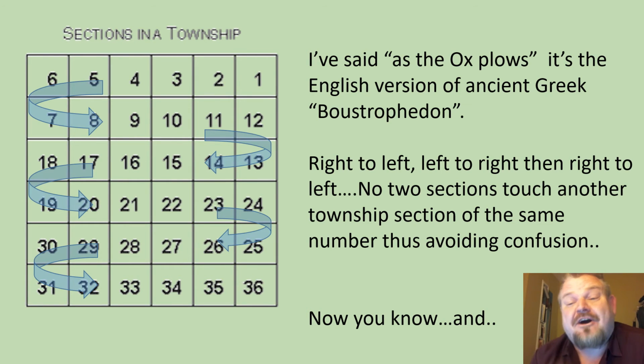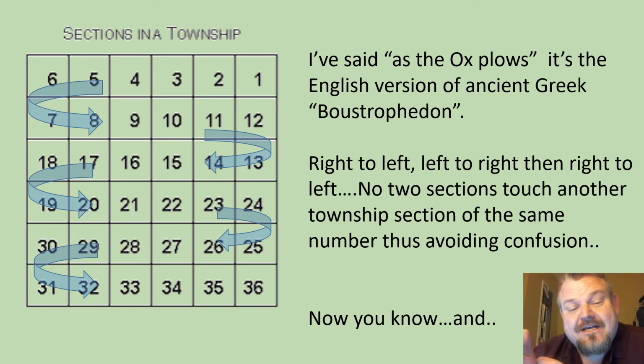I've said "as the ox plows" a lot in this little seminar. Now, "as the ox plows" is the English version of an ancient Greek word, boustrophedon. What that actually means is literally "as the ox plows." Boustrophedon was the concept behind how the townships are arranged as the ox plows. Right to left, left to right, right to left.